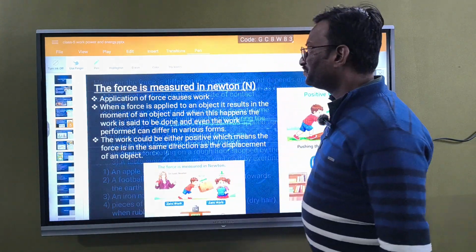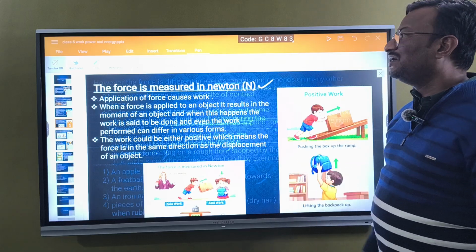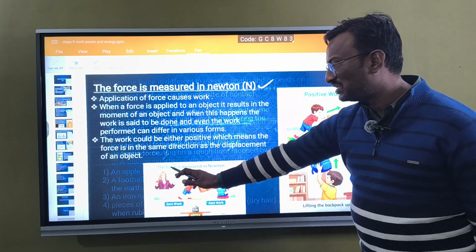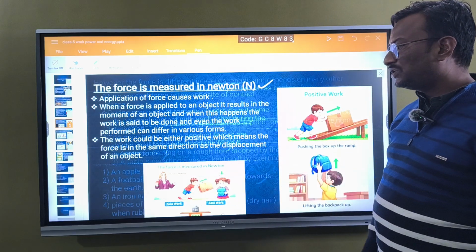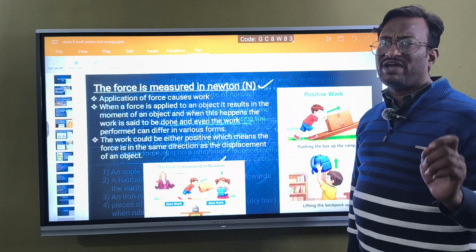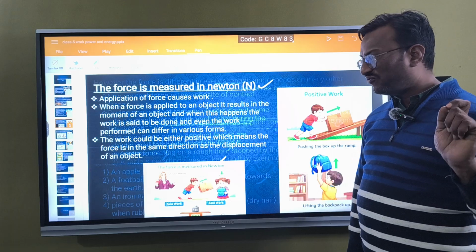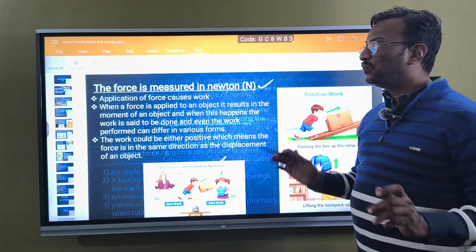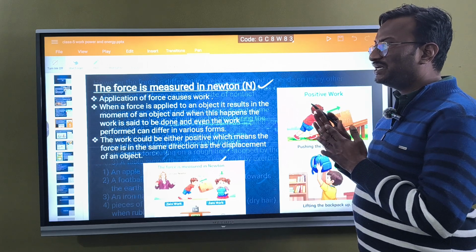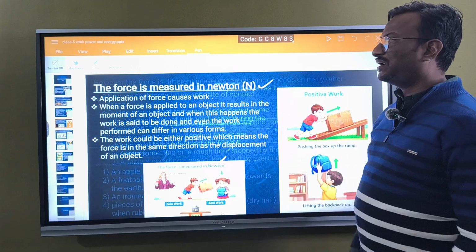Next one is that force is measured in Newton. See children, the unit of force is Newton. See here, he is Sir Isaac Newton. So the unit of force is measured in Newton. Units are very, very important in our physics. Remember, children, units are very important. So you should learn what is the unit. The unit of work is joule and the unit of force is Newton. Right.